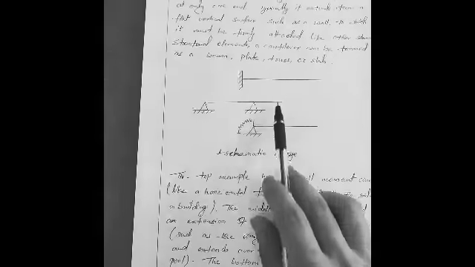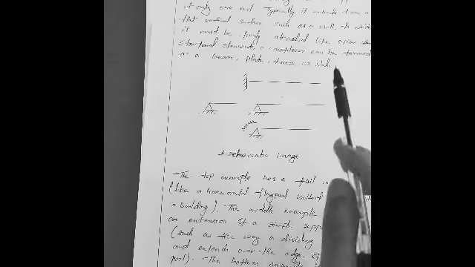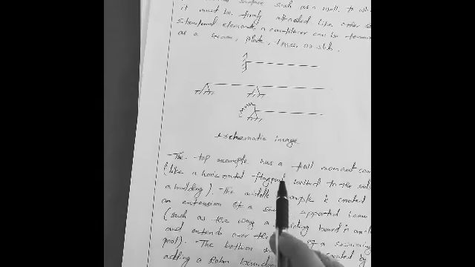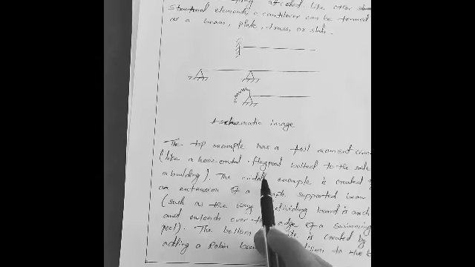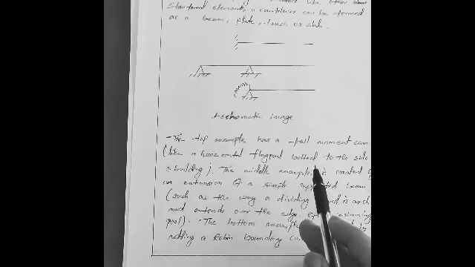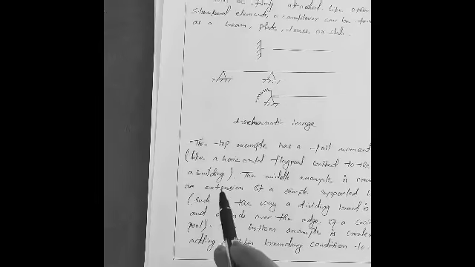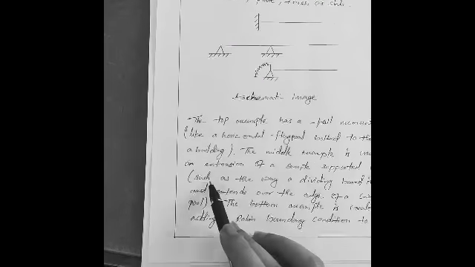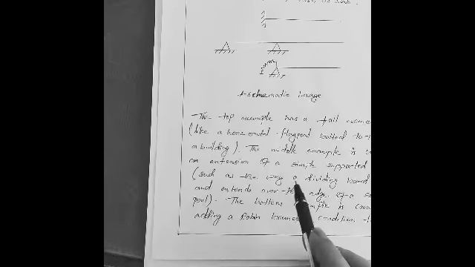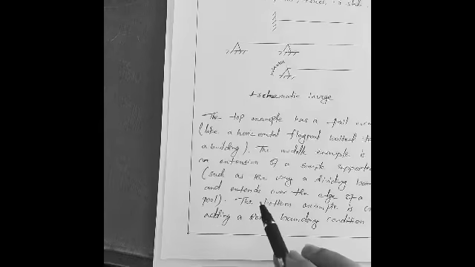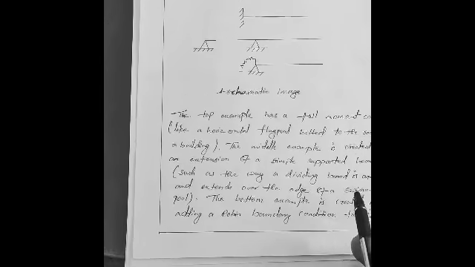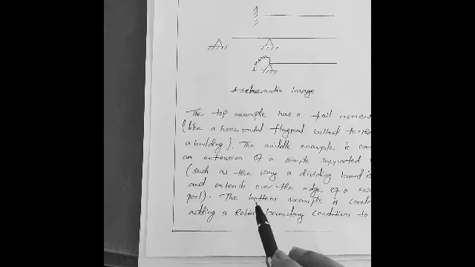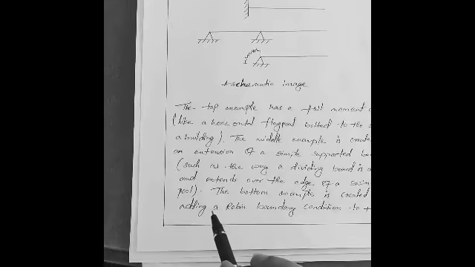Now we have these three schematic images. The top example has a full moment connection, like a horizontal flagpole bolted to the side of a building. The middle example is created by an extension of a simply supported beam, such as the way a diving board is anchored and extends over the edge of a swimming pool.